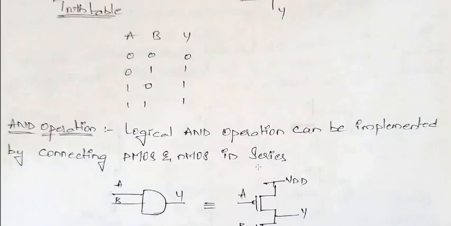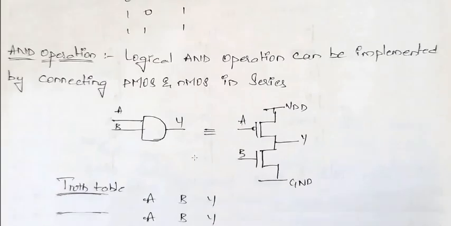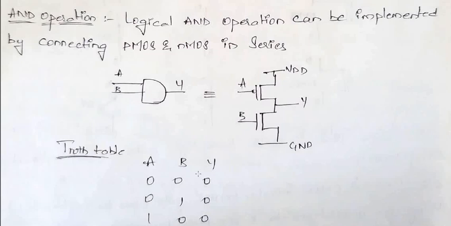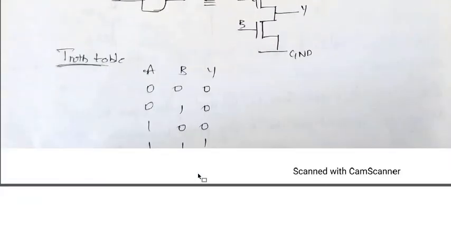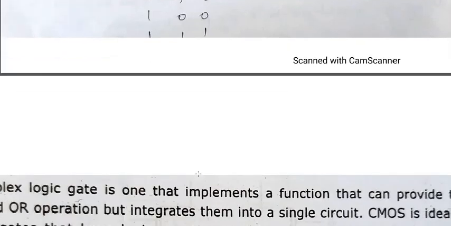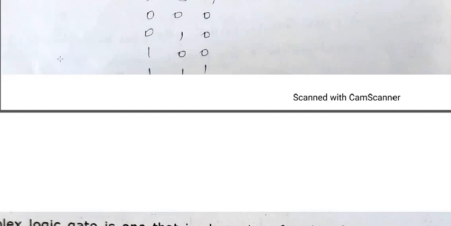Okay, so this was about the logical operations of MOS, the basic logic gates in MOS. The universal gates are NOR and NAND. And the next one we are going to see here is the complex logic gates, right?